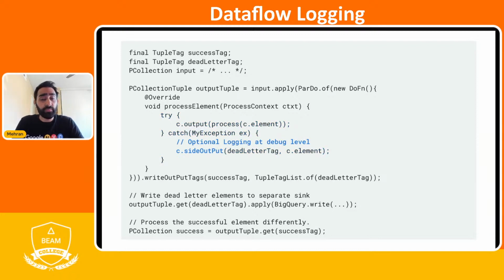Inside the catch block, as I already mentioned, we don't log every error. You'll see the optional logging at the debug level. That might overwhelm the entire pipeline. So instead, we send that erroneous record to a dead letter sink so that we can analyze it offline.